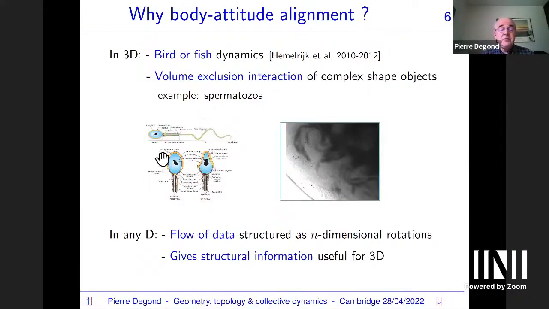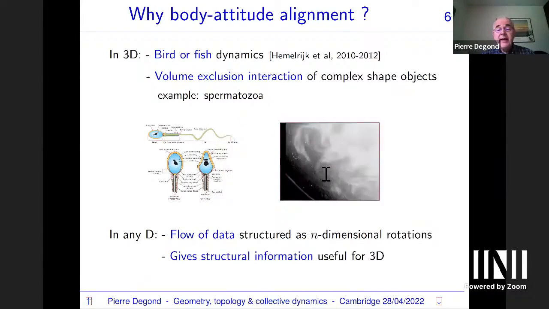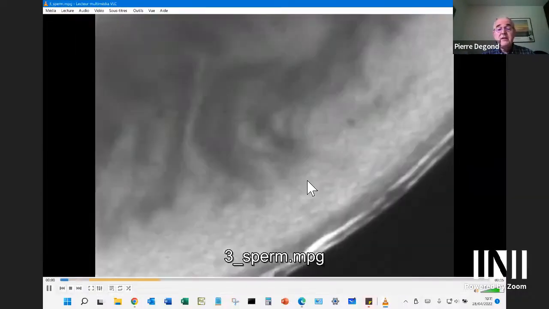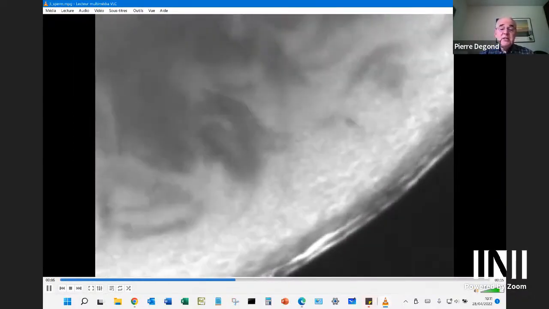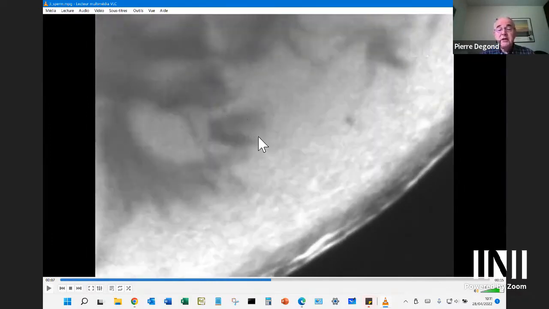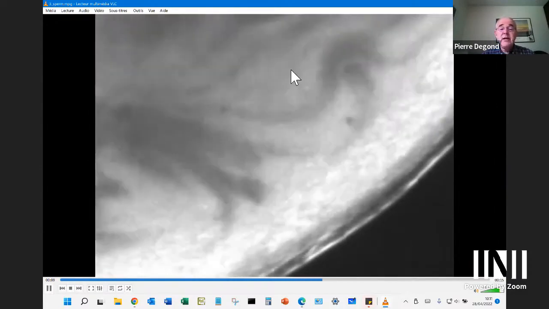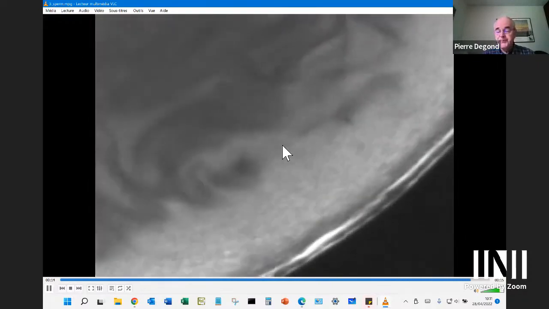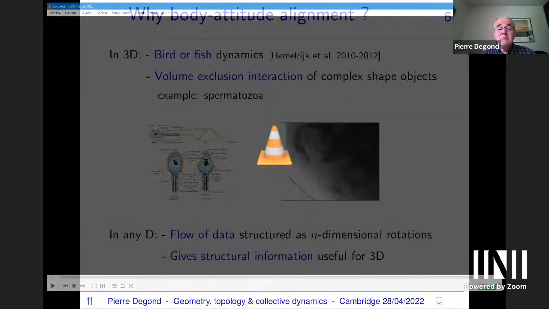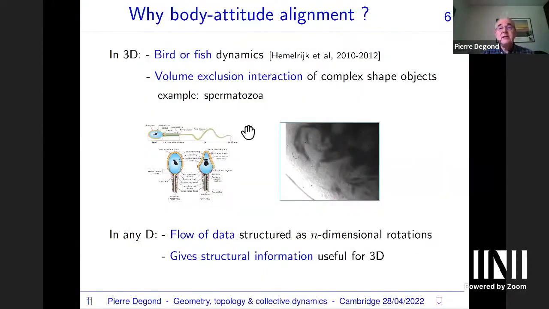So typically, if you're looking at a sperm cell, you see that it's not really a point particle, and it actually has no real symmetry. And in fact, the thing that we would like to be able to model is this, an experiment where you have a drop of ram sperm, observed under a microscope, and you see that the motion of the sperm cells induces these whirlpools, in some sense, this turbulence in the fluid. Right. So, actually, we will be interested in multi-D, not only 3D, but many dimensions.